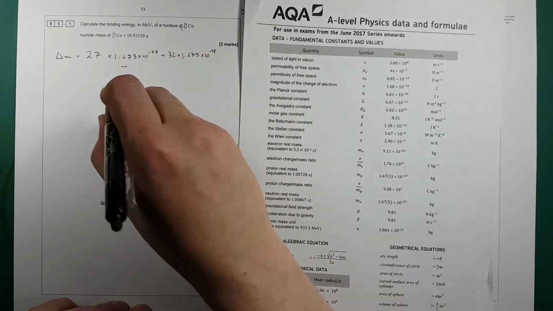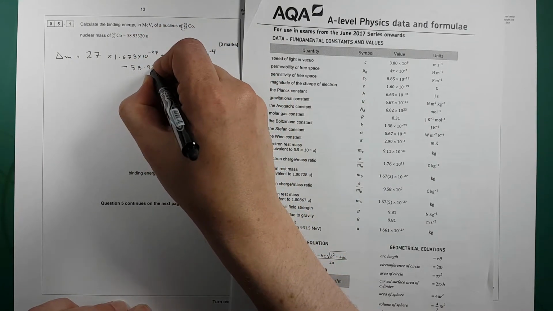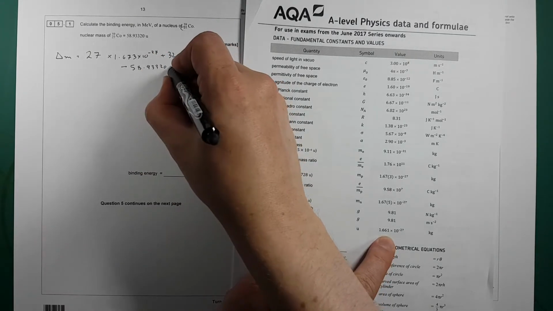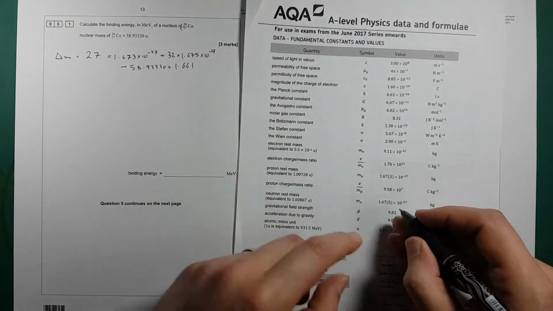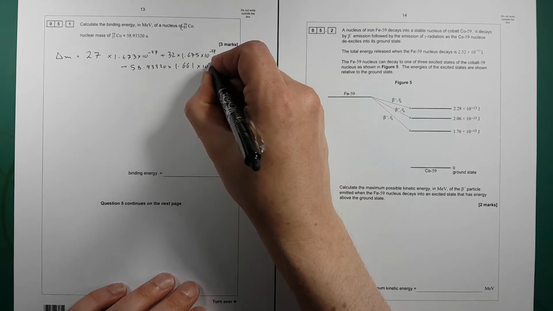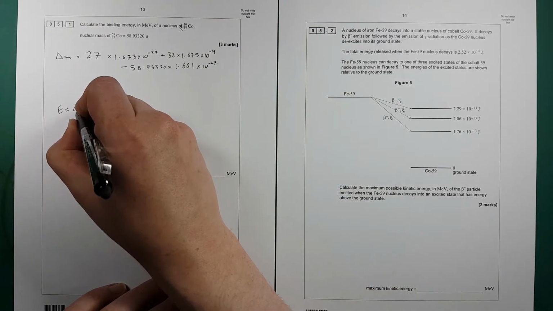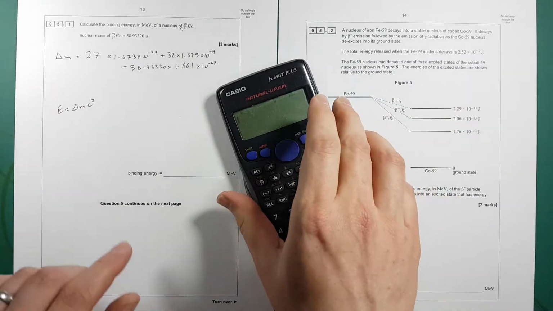And then we need to take away this 58.9330, and we need the mass of a U, which is there. So that's 1.661 times 10 to the minus 27. And then we're going to use E is equal to delta m c squared to find out what the energy is.